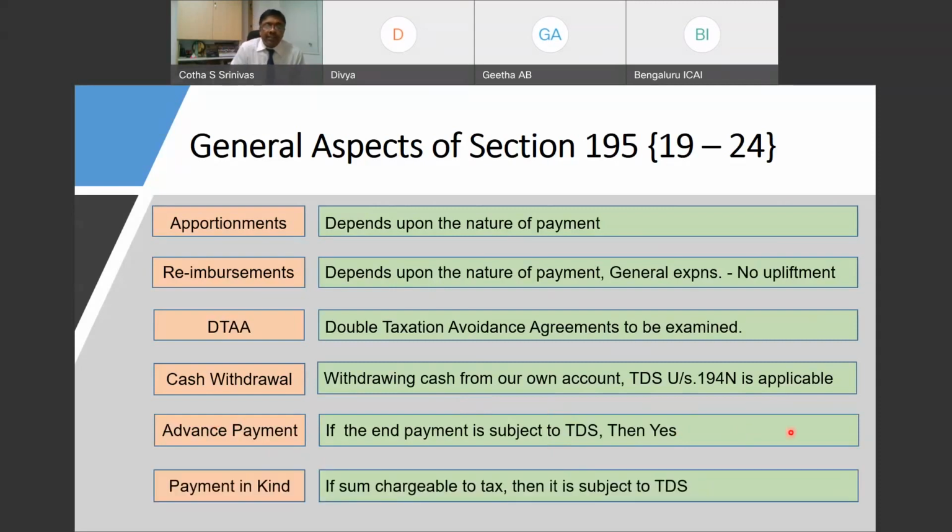Payments in kind: if it is a sum chargeable to tax, then it is subject to TDS. Whatever payment you are making to a non-resident, whether in the form of a sum or in the form of kind, if that value is income in the hands of the non-resident and is subject to tax in India, then even if you are making payment in kind, that is subject to TDS. Because if it is a sum chargeable to tax, then it is subject to TDS under section 195.